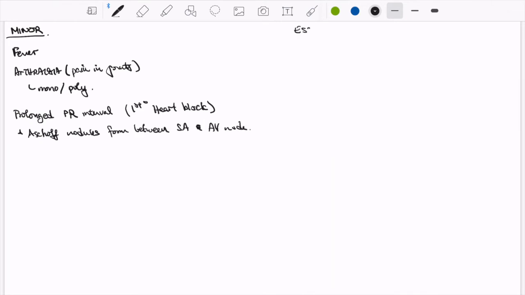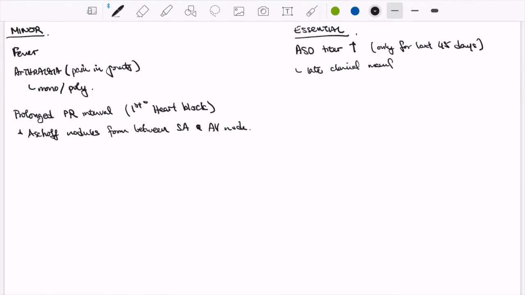The other essential criteria that we need for diagnosis is the ASO titer, the anti-streptolysin O titer. The value should be elevated, which indicates evidence of recent strep infection. This is only significant if the patient was infected in the last 45 days. The time frame is important, because chorea develops as a late feature. It can develop as late as after 3 months, in which case the ASO would be normal. A throat swab or a streptococcal antigen test can help with diagnosis.